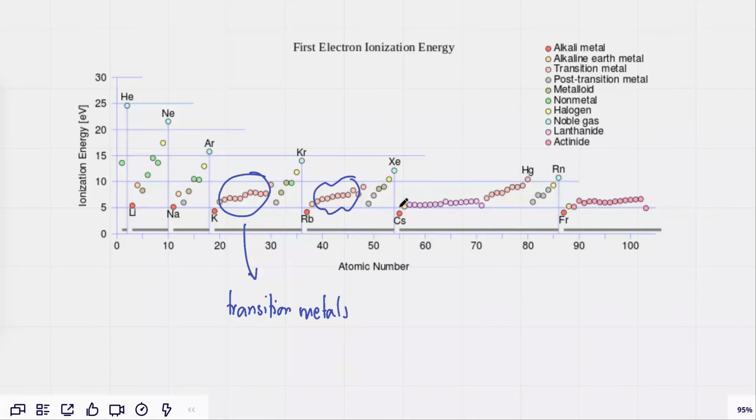Group 1, group 2, then there's a dip at group 3. Then group 4, 5, then there's a dip at group 6. Except that in period number 4 and period number 5, there would be 10 additional atoms and their ionization energies would also be plotted. Is this clear?